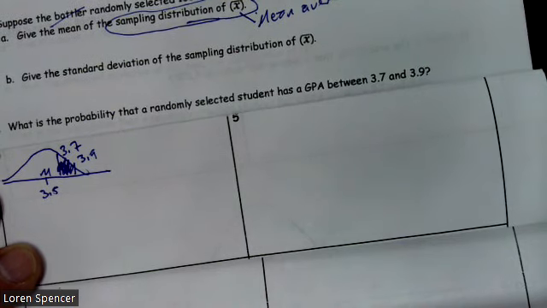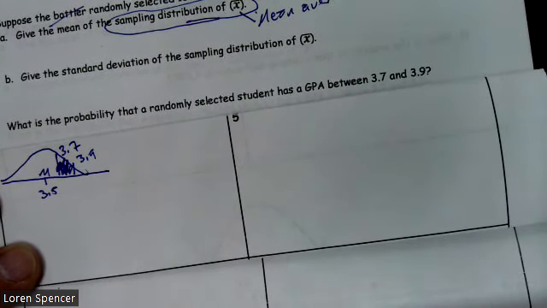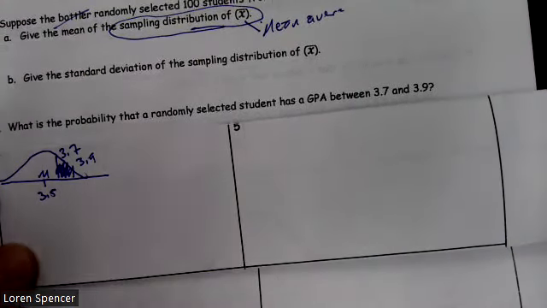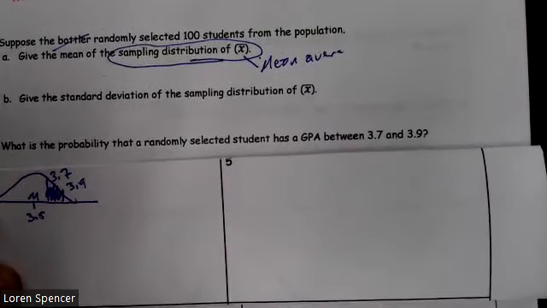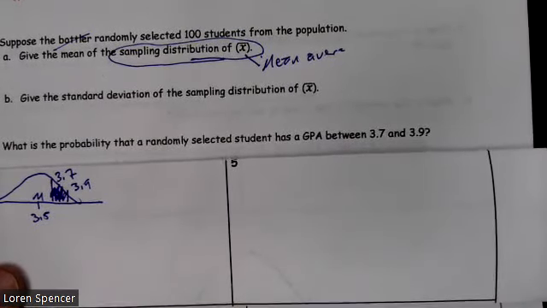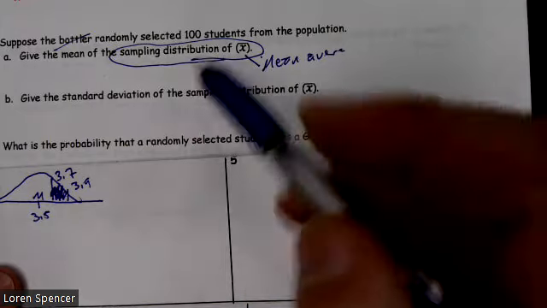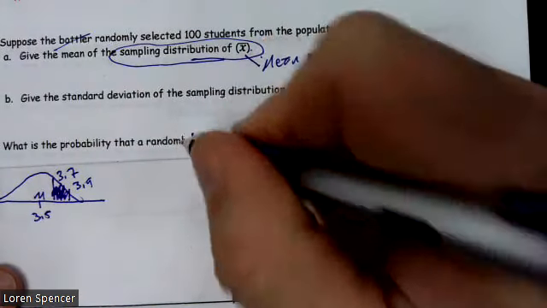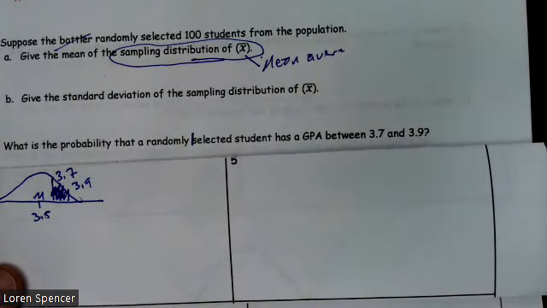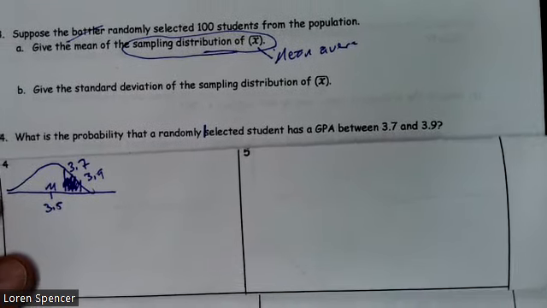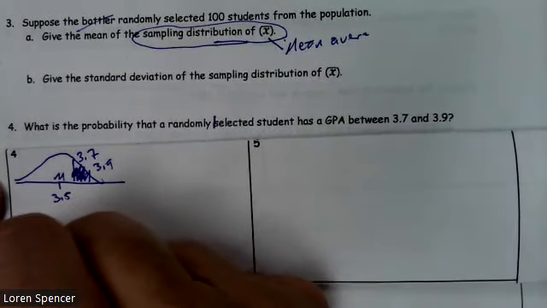Now, we know they didn't give us a percent, so we're not working with an inverse norm. So we know we're not working with that. The question is, is it going to be a z-test or a NormCDF? Well, because it's a single student, we are probably going to be working with a NormCDF. If it had been multiple students, we would probably be working with a z-test. So this is going to be a NormCDF.